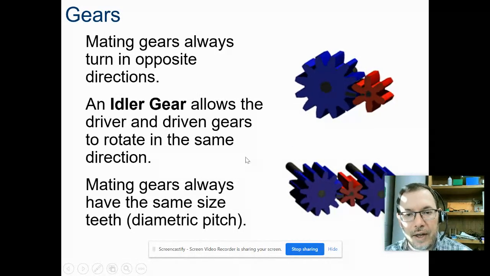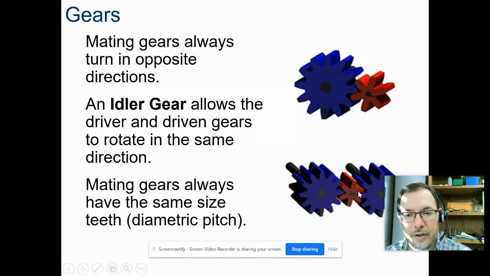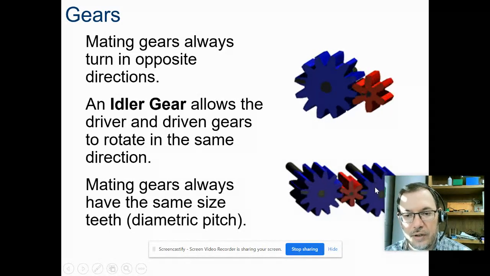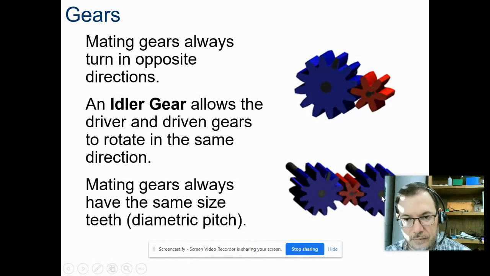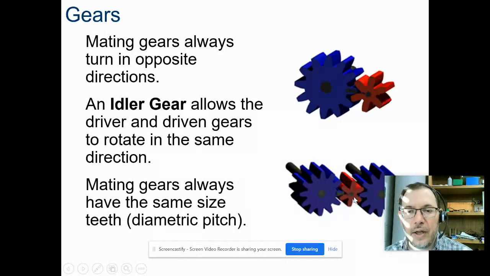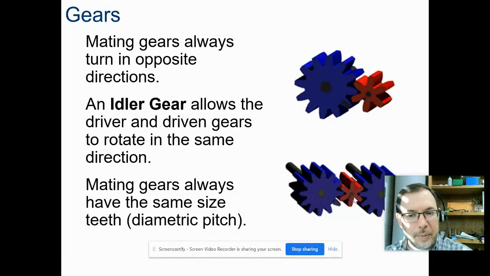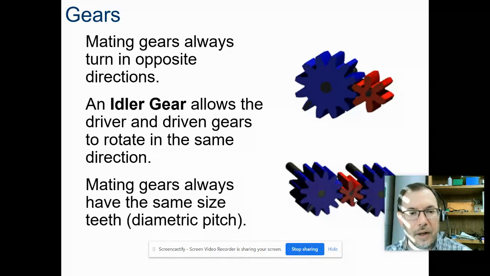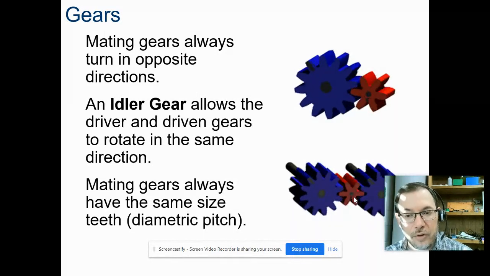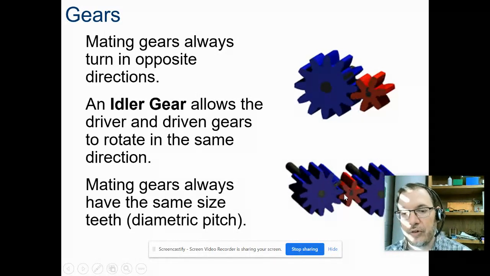You could also have what's called an idler gear. An idler gear is a gear that is between the input and the output. And the purpose of the idler is really dependent on the situation, but one thing that we'll always do is a transfer of direction.